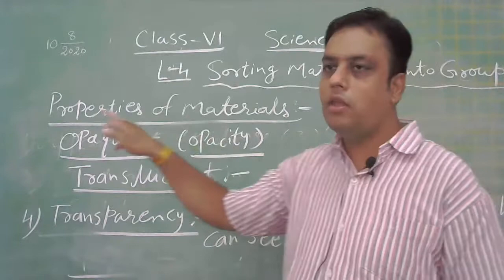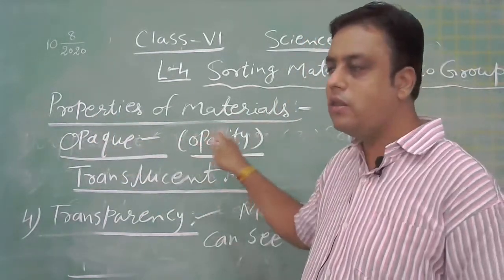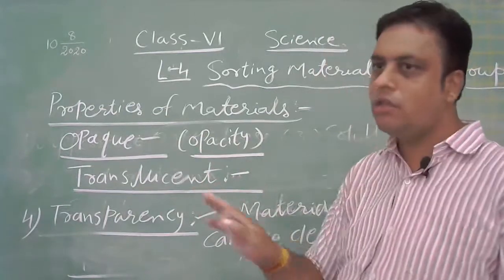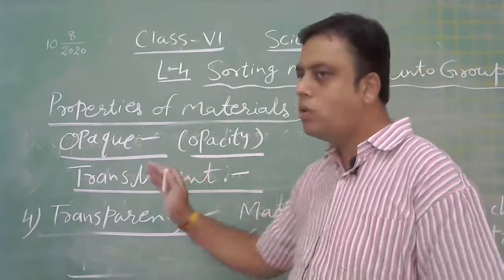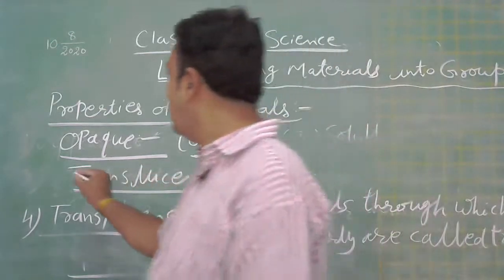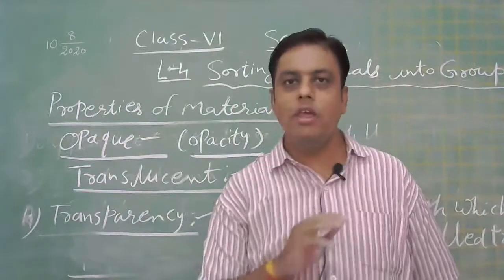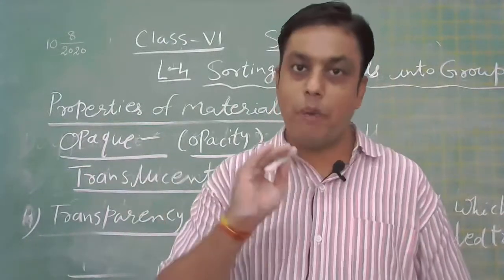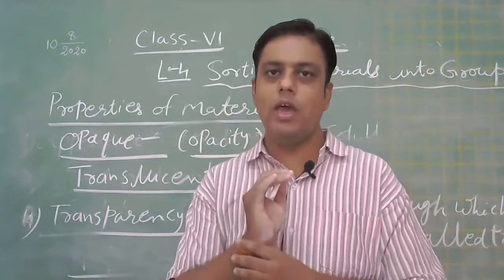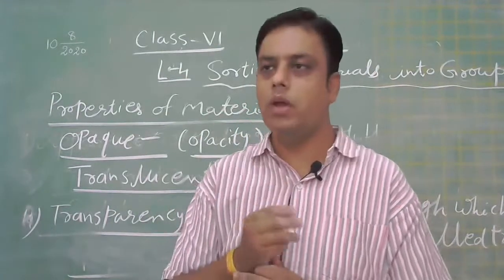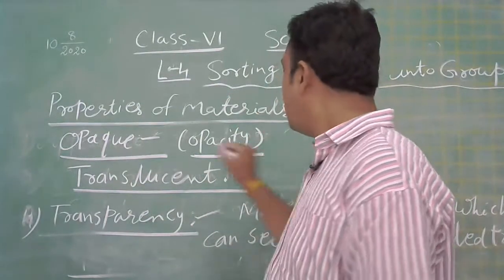In opaque things, or in opacity, we cannot see anything through the material. In transparent things, we can see clearly through the material. Translucent is just in between these two. We can see through these materials partially. In Hindi, we would say it looks hazy, blurry, but it will definitely be visible. So we can see partially in a translucent thing.